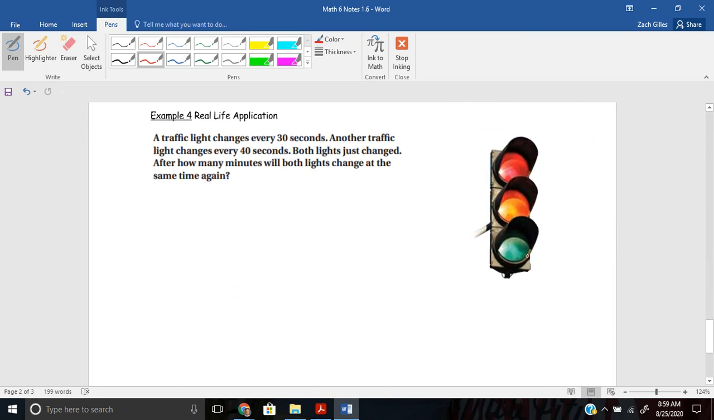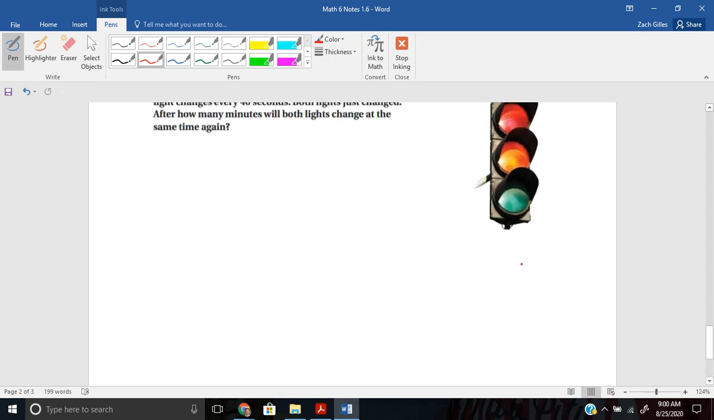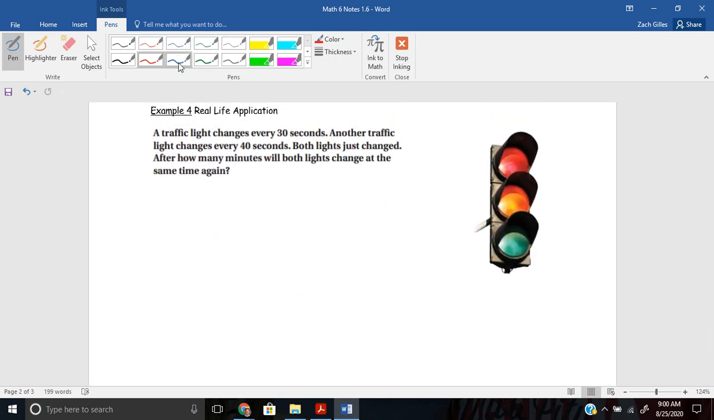Let's move on to the last example here of the day for the real life application. And it talks about stoplights. And some stoplights work like this, where they're on a timer. So it says a traffic light changes every 30 seconds. Another traffic light changes every 40 seconds. Why do you think that traffic lights would change on different amounts of time? Think about that for a second.